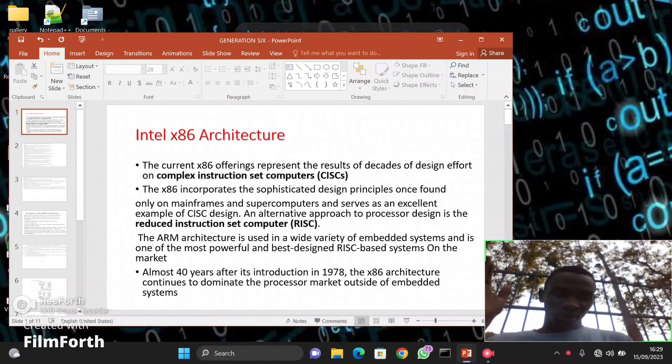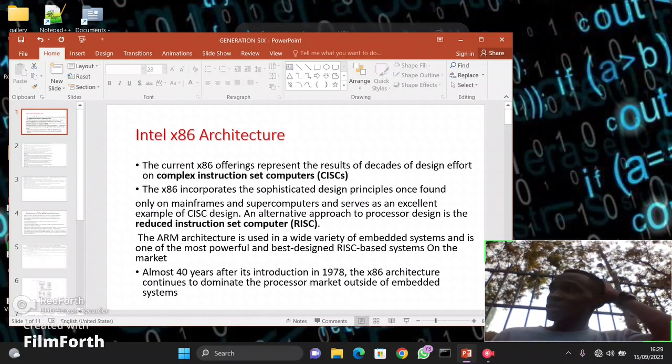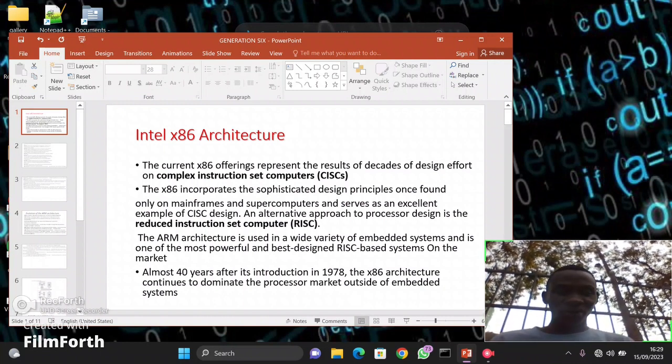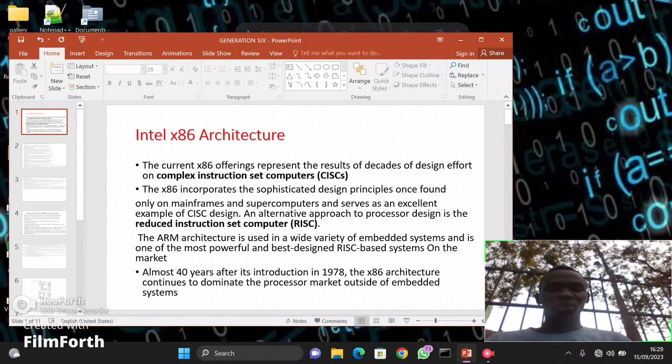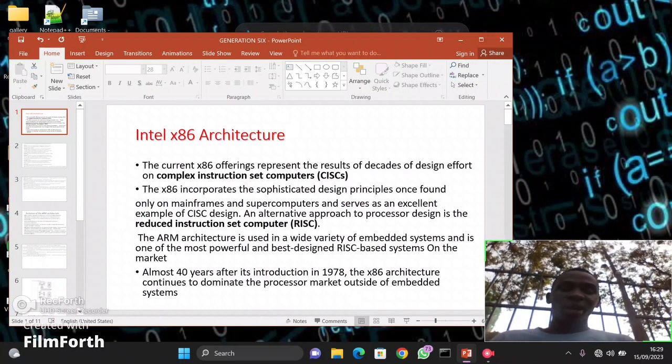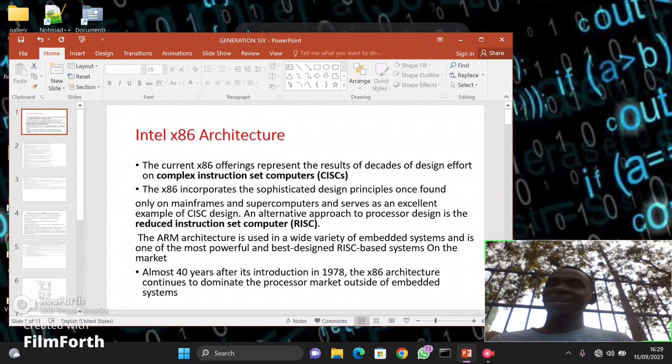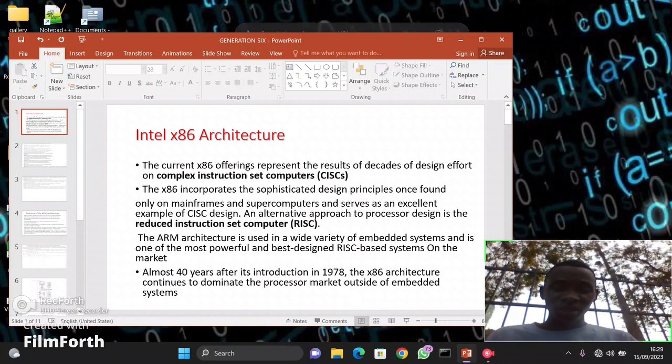The current x86 offerings represent the results of decades of design efforts on complex instruction set computers, that is the CISCs, a short form we could use. The x86 incorporates sophisticated design principles once found only on mainframes and supercomputers, and serves as an excellent example of CISC design. An alternative approach to processor design is the RISC computer. The ARM architecture is used in a wide variety of embedded systems and is one of the most powerful RISC-based systems on the market.